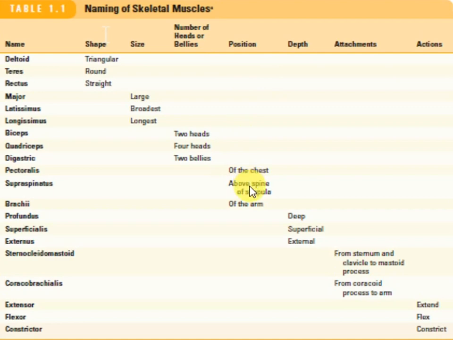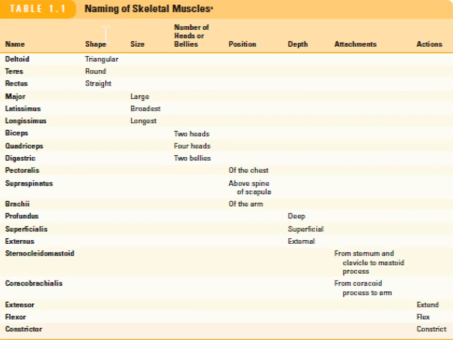Now we are moving to position. Factor 4 hiyo, position of the chest inaitwa pectoralis. For example tunakuwa tuna pectoralis major ni muscle ambayo iko kwenye chest. Major ni kutokana na size, then pectoralis ni position.